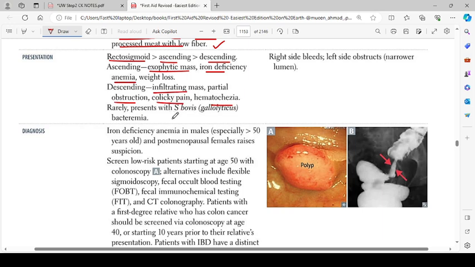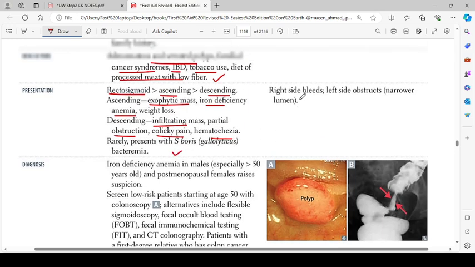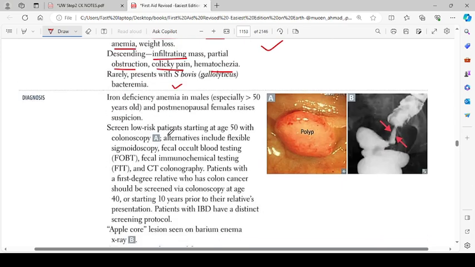Rarely present with Streptococcus bovis or Clostridium septicum, that is bacteremia. Right-sided bleeds, left-sided obstructs, that causes the lumen to become narrower. Diagnosis: iron deficiency anemia in males, especially more than 50 years old, and postmenopausal females raise the suspicion.